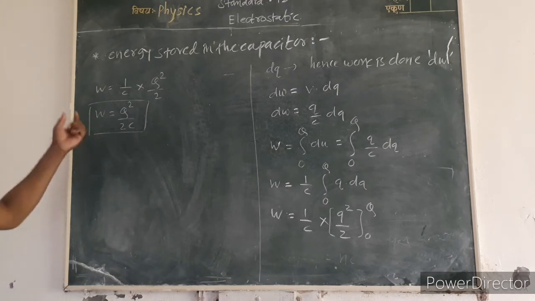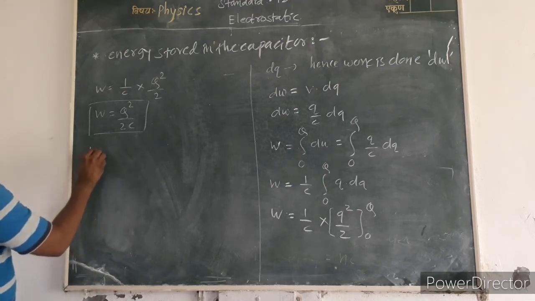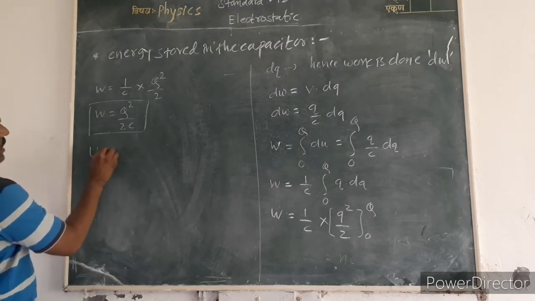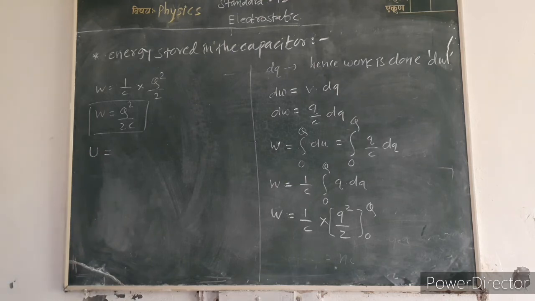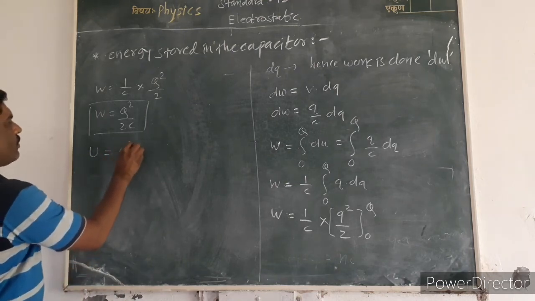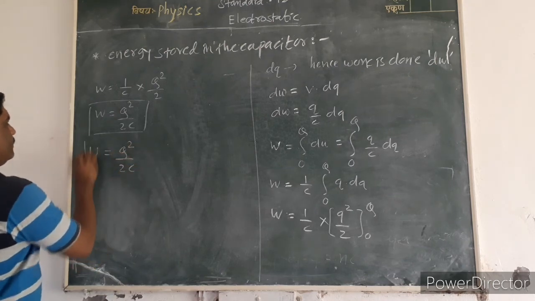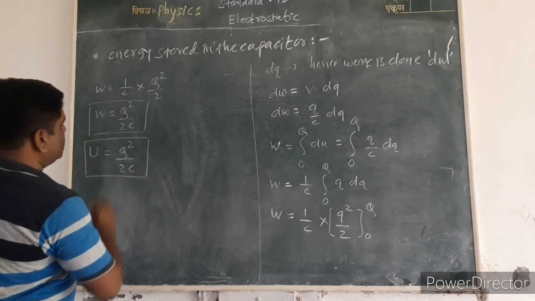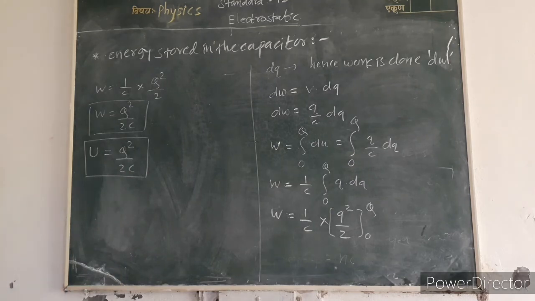And this work done is in the form of energy, and suppose this energy is U. Hence, the energy stored in the capacitor U is equal to Q square upon 2C. This is the total energy stored in the given capacitor.